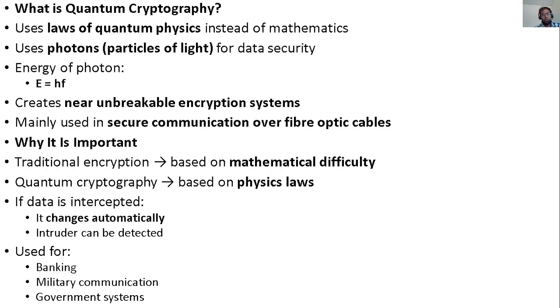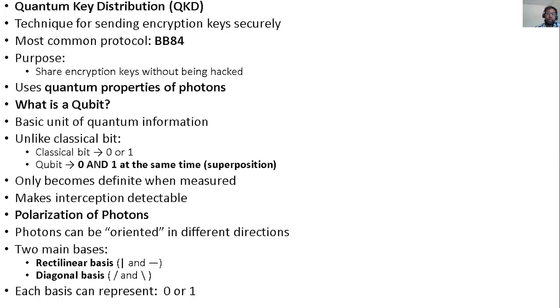It uses laws of quantum physics instead of mathematics, and uses photons for data security. The energy of photons creates near unbreakable encryption systems, mainly used in secure communication over fiber optic cables. Why is it important? Traditional encryption is based on mathematical difficulty, quantum cryptography on physical laws. If data is intercepted, it changes automatically. An intruder can be detected. Used for banking, military, and other systems.